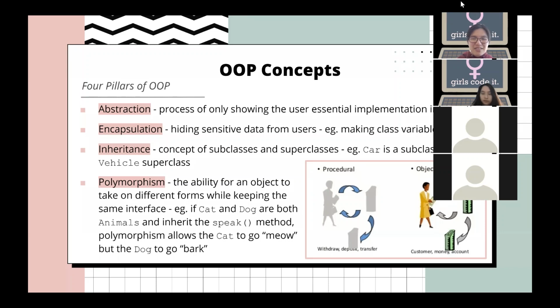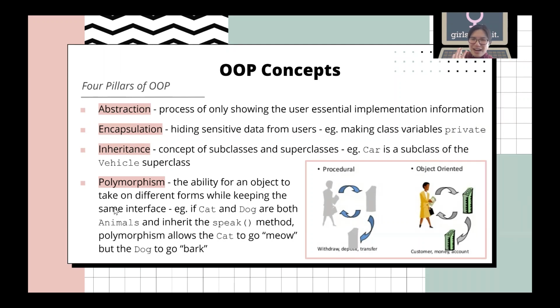All right, so next, I'll just be going over the 4 basic concepts of OOP. You don't really have to understand exactly what this is right now. These are a little bit advanced, but keep these in mind as you're learning Java. So the 4 pillars of OOP are abstraction, encapsulation, inheritance, and polymorphism.